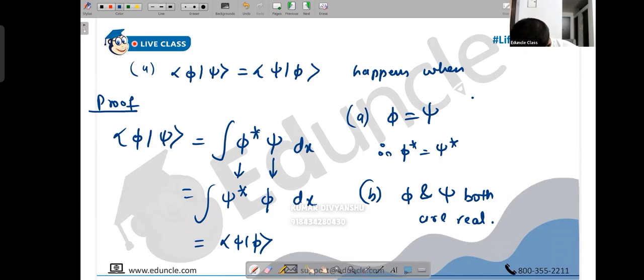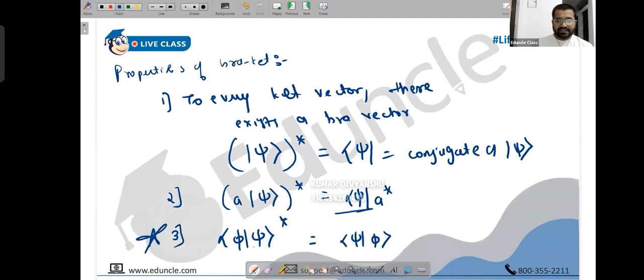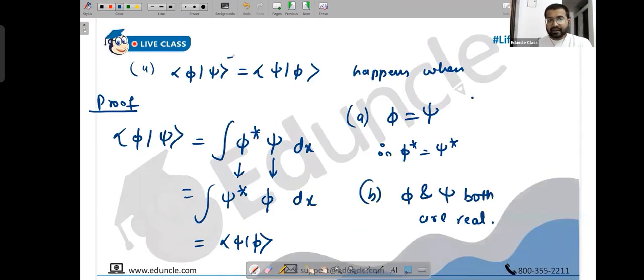Any questions? Yes, sir. Okay. Good. Then these two cases are compulsory, A and B, for this equation. Either of them should be correct because this is not always correct. What is always correct is the third one: phi psi the whole star is psi phi. This is always correct.